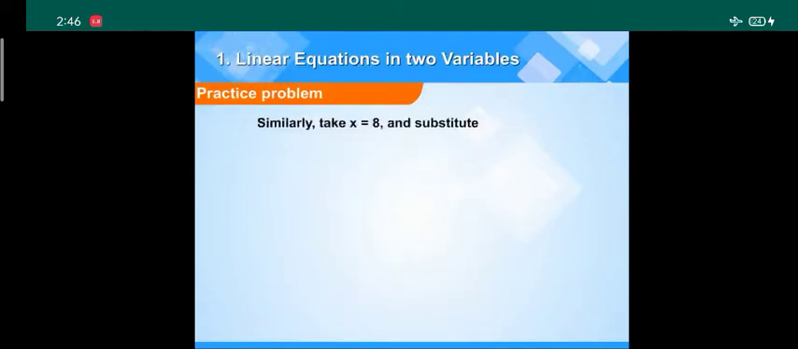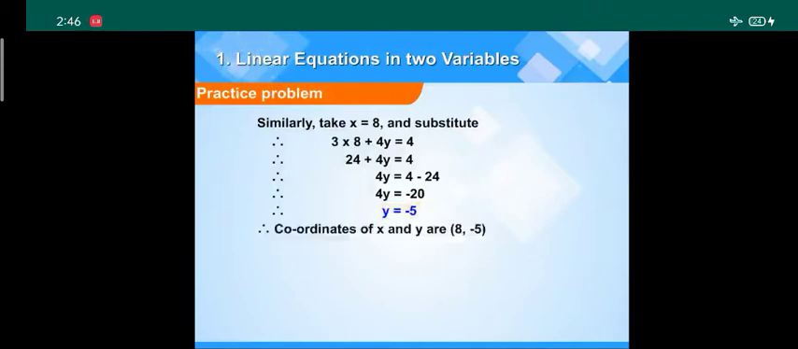Similarly, take x is equal to 8 and substitute. Therefore, 3 into 8 plus 4y is equal to 4. Therefore, 24 plus 4y is equal to 4. Thus, 4y is equal to 4 minus 24. Thus, 4y is equal to minus 20, which gives y is equal to minus 5. Therefore, coordinates of x and y are 8 and minus 5.